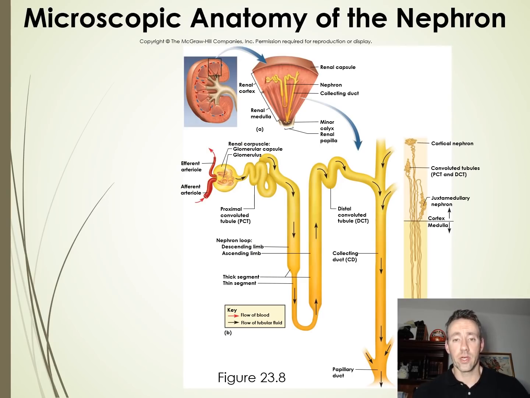Okay, so here again, this is the cartoon of what we've already seen, which is the nephron. And you can see here, this is the corpuscle, which has the glomerular capsule, or the Bowman's capsule, and the glomerulus, which is actually the capillaries.